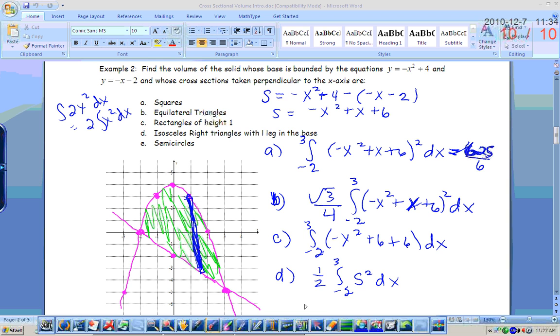All right, and then what would E be in terms of s? Yeah, 1/8 pi or pi over 8, integral from negative 2 to 3, s squared dx. Okay, now, is it a problem that I've got s squared and a dx, that the s and the dx don't match? No, because s is in terms of x.